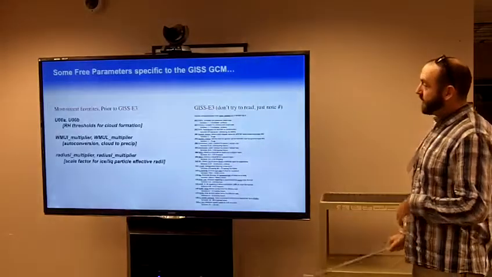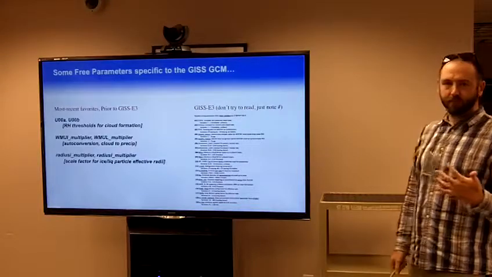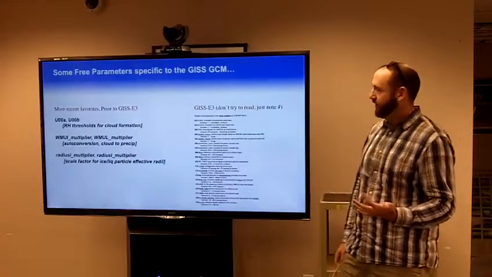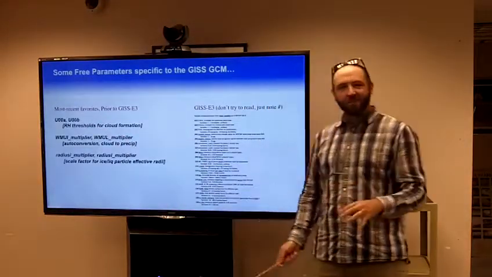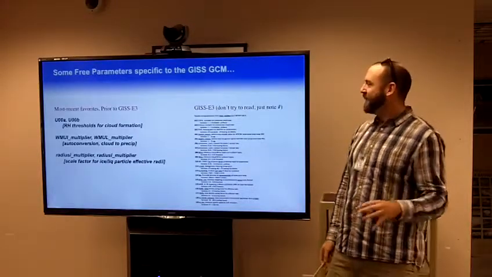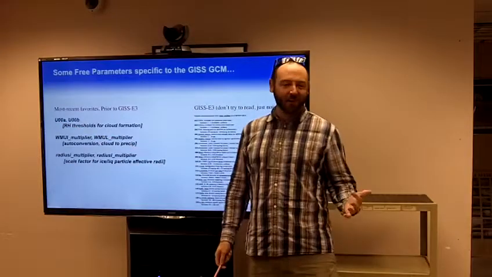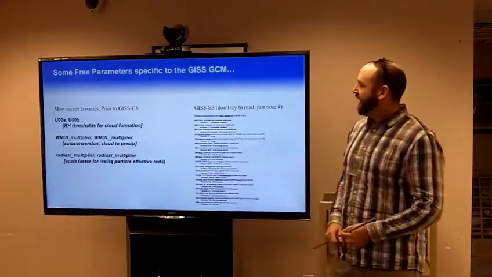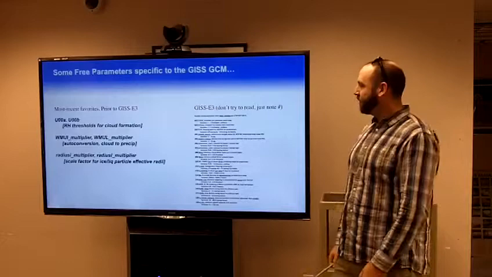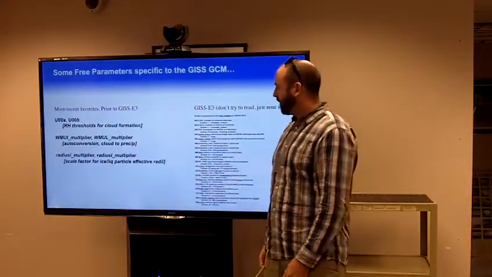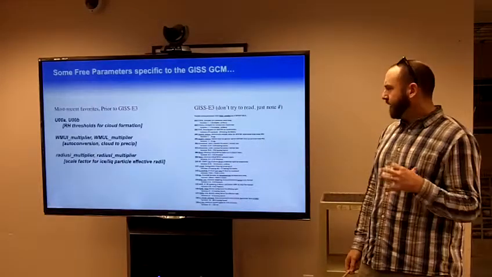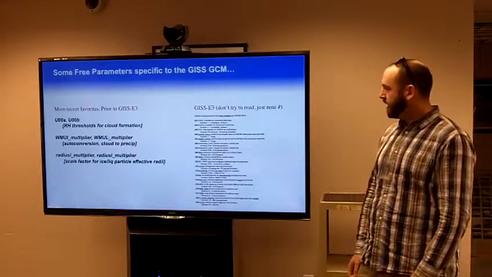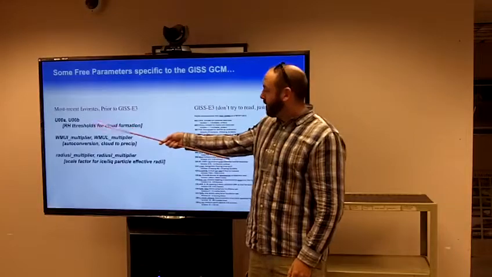If we think about the GISS GCM specifically, prior to E3, this is something we would typically give Larissa or someone else when we were changing parameters. We would talk about things like U00A and U00B, which are relative humidity thresholds for cloud formation, multipliers that govern autoconversion from cloud to precip size particles or drops, and then multipliers, for instance, that might dictate the ultimate size of effective radii, which would then impact your top of the atmosphere radiation and radiation profiles and so forth. Since I got here 3 years ago, these are the ones we've been talking about, a list of five.